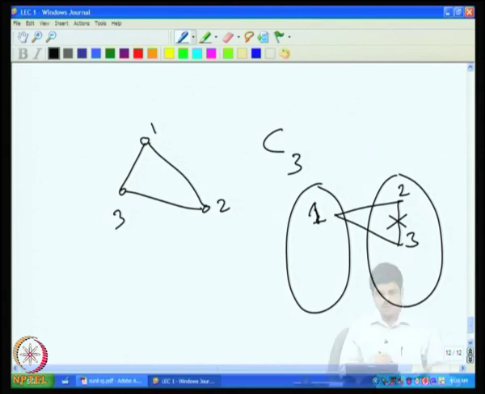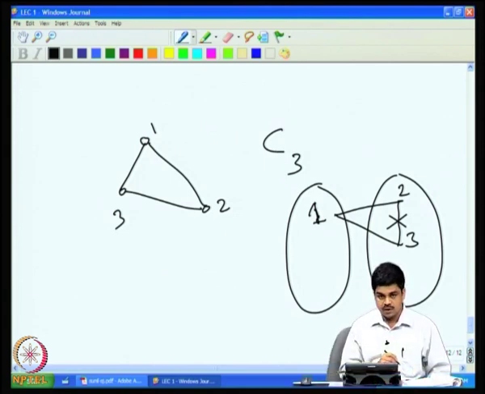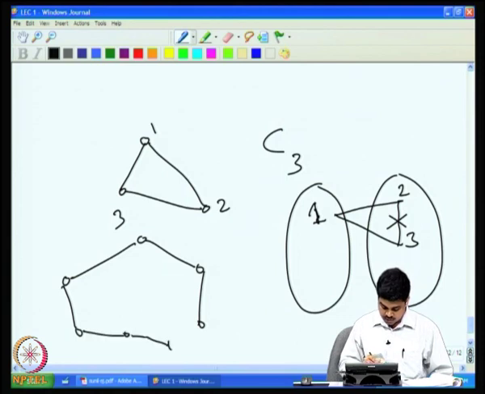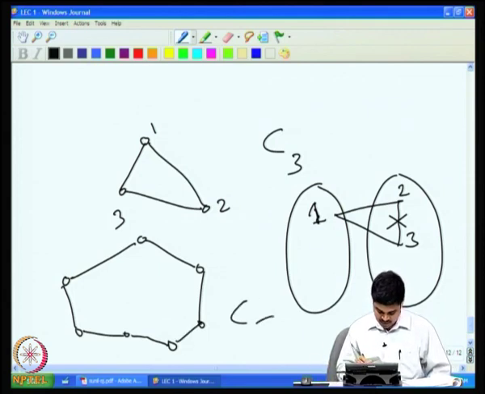So, what kind of cycles are not bipartite? With some thought we can see that every even cycle can be placed like this, but the odd cycles cannot be placed like this. So, we can try to place 1, 2, 3, 4, 5, 6, 7 vertices. So, this is a 7-vertex cycle, C7.